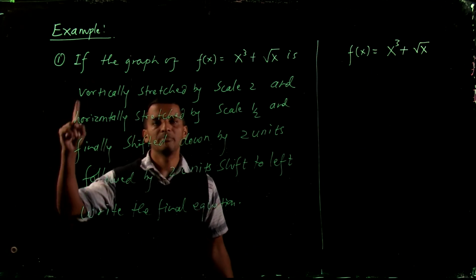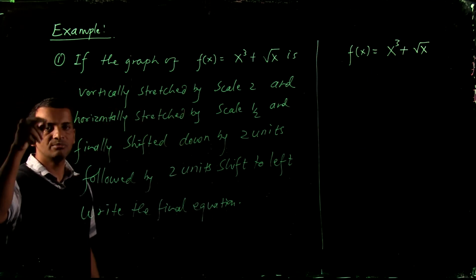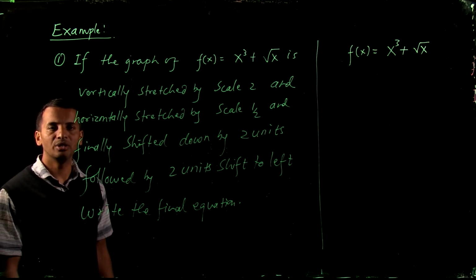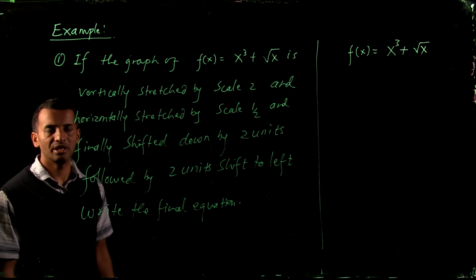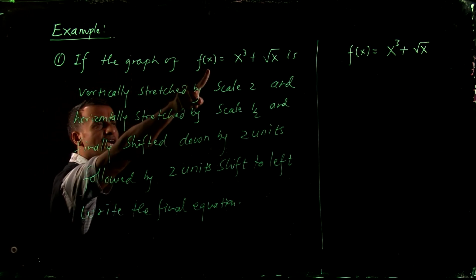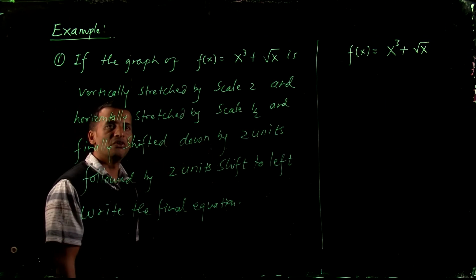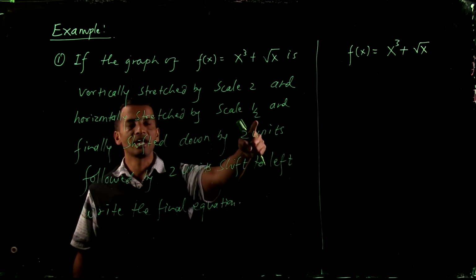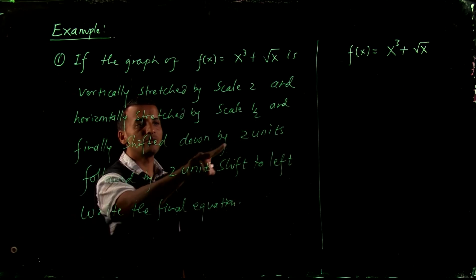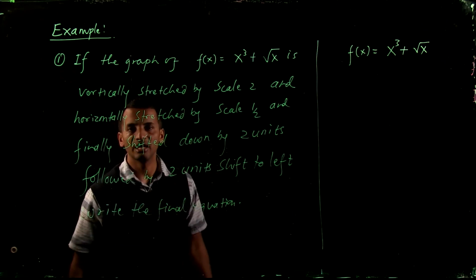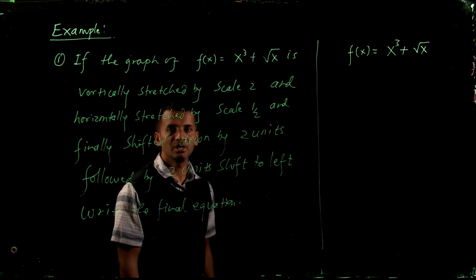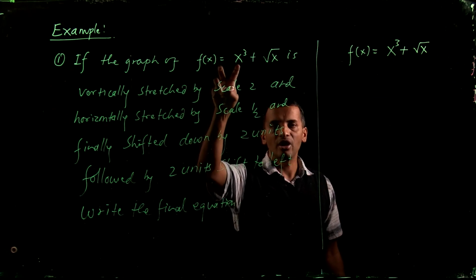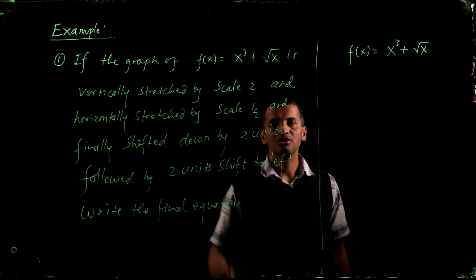All right, guys, let's see an example of the horizontal and vertical stretch, but I'm including some of the steps from the previous video, meaning the horizontal and vertical shifting. Let's see an example. If the graph of f of x equals x cubed plus square root of x is vertically stretched by scale 2 and horizontally stretched by scale 1/2, and finally shifted down by 2 units followed by a 2 units shift to the left, write the final equation. So this is the word problem, and you want to write the final equation of this original equation with all these transformations.